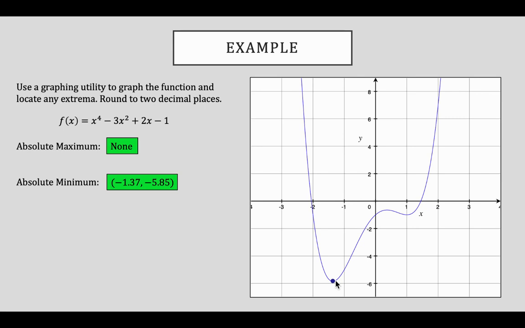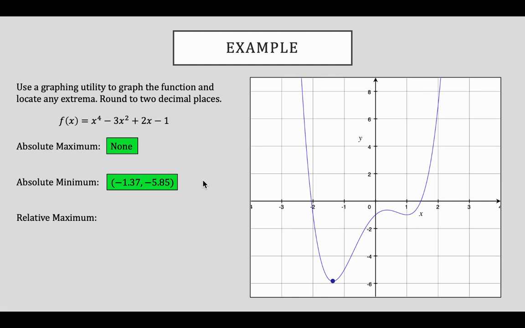In this case, the ordered pair for our absolute minimum is going to be (-1.37, -5.85). That is the lowest y value. That is the point corresponding to the lowest y value on the graph. The absolute minimum is -5.85, and it occurs at x equals -1.37.